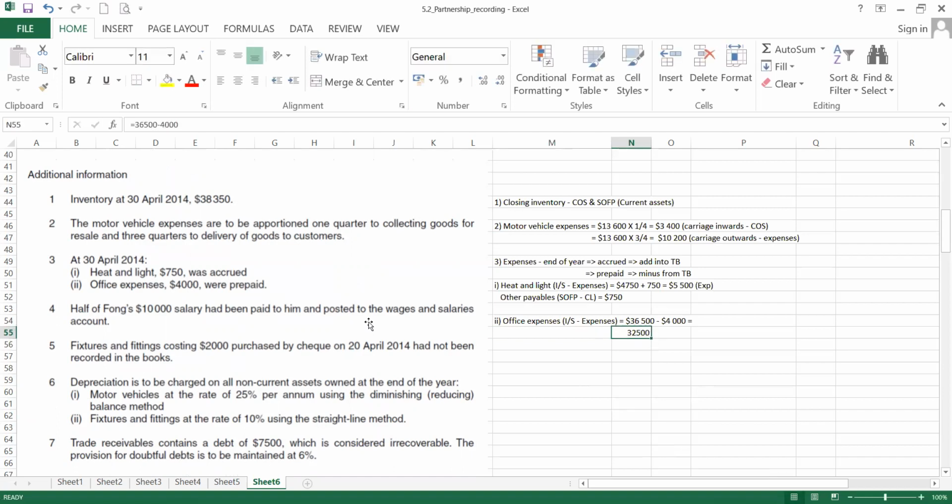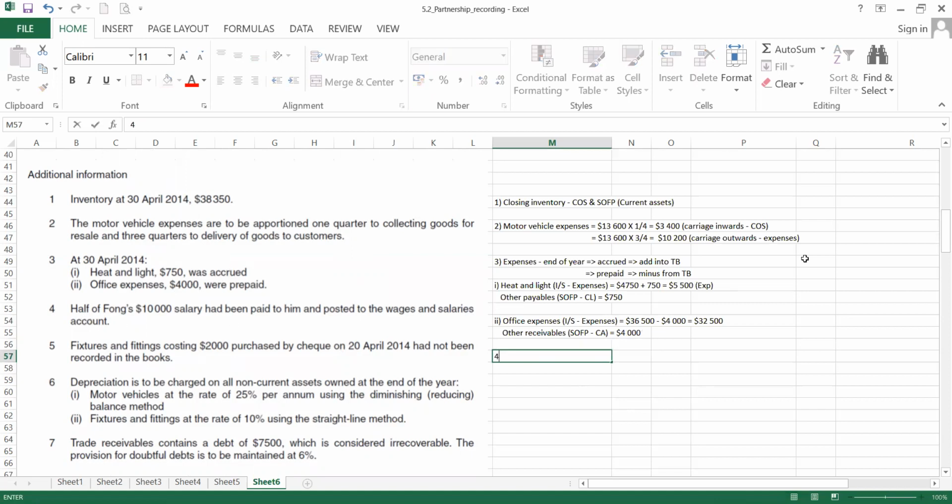So this one is 32,500. So this prepaid, take it out, deduct, and to recognize, and come to the prepaid amount for the office expenses. We call other receivable. This amount we need to recognize in the current asset. So 4,000 need to recognize as a current asset.